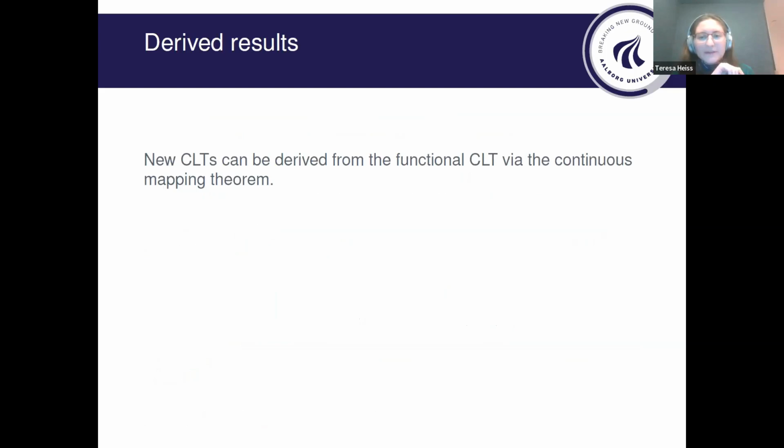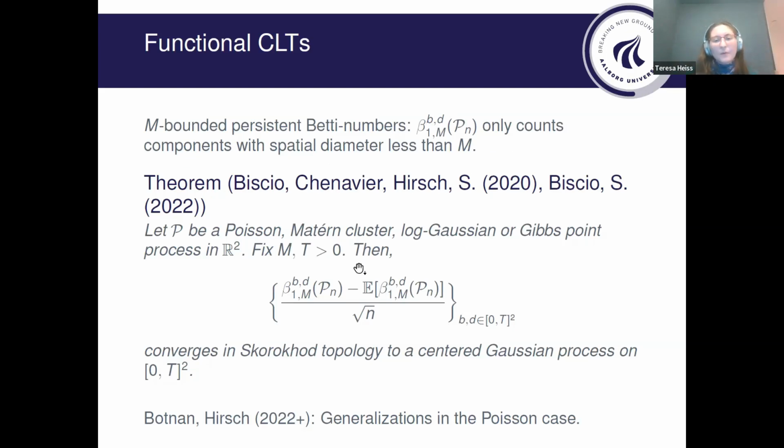Sorry, can I interrupt you for a moment? Because yes, there has been a question. What does cadlag-like mean for a function defined on the square? Yes, this is a good question. So it's something like you have limits in the axis-parallel directions, or you have limits from the left and continuity from the right in the axis-parallel directions, so more or less. So the Betti number as a function will satisfy this. Was it okay? Okay.